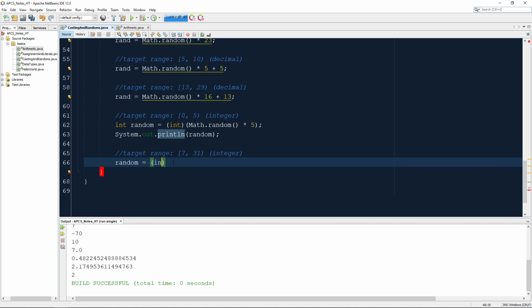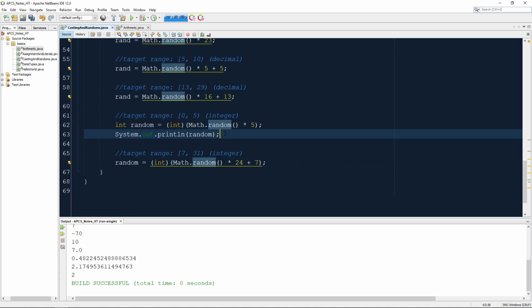So we'll say that our answer is the cast of an int, and then math.random. And notice I put it in a big set of parentheses because, just like before, the cast must be the last thing to occur. And so we'll multiply by 24, and then we will add 7. So if you're not sure, let's go ahead and try it.